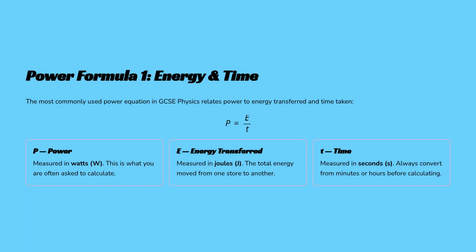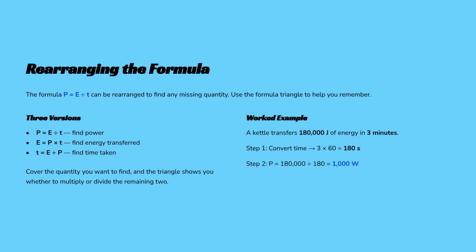The most common equation for power is P equals E divided by T, where P is power in watts, E is energy in joules, and T is time in seconds. You can rearrange this formula to find any missing variable. For example, to find energy, multiply power by time. The example on screen shows a calculation for a kettle.